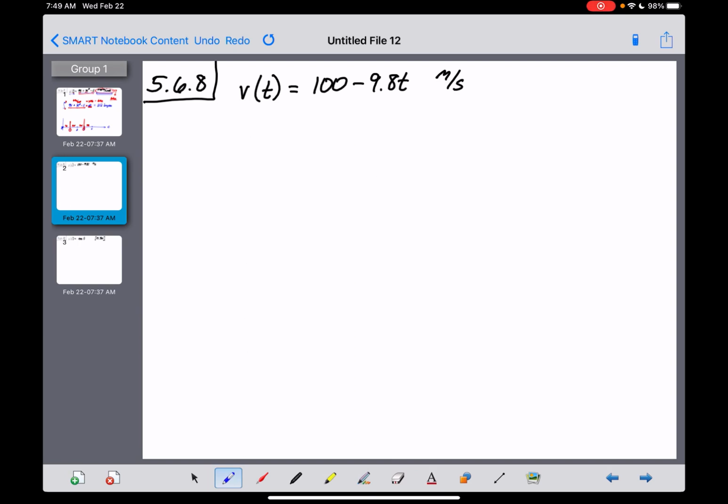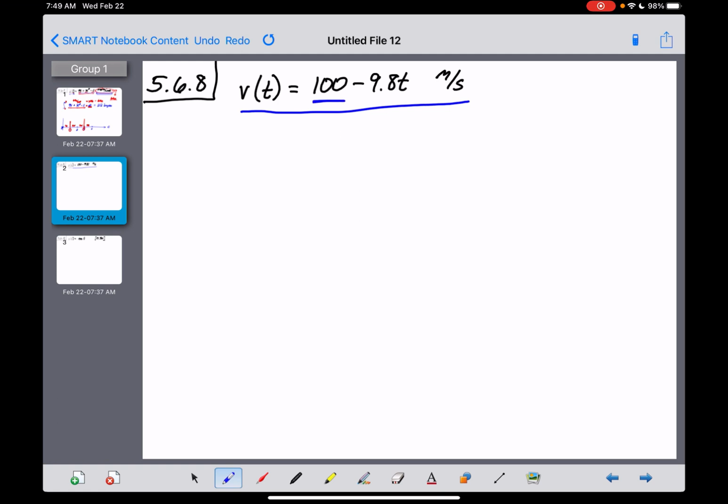In problem number 8, they've said a projectile is released with an initial vertical velocity of 100 meters per second. It was nice of them to tell you that, but then you don't really need it, because in the next sentence they turn around and they tell you the velocity function right here. That initial velocity might have been nice to know if we had to come up with our own velocity function, but because they gave it to us here, that really wasn't necessary.